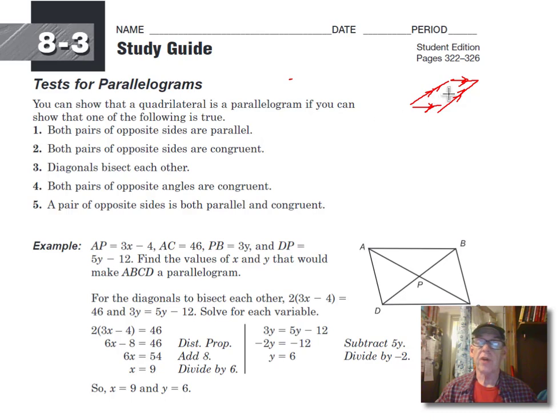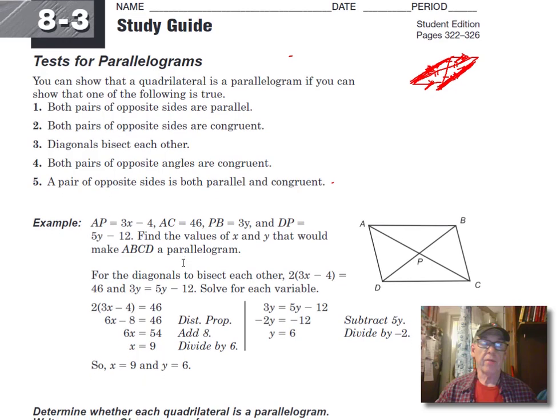If both pairs of opposite sides are congruent, if this side and this side are congruent to each other, and this side and this side are congruent to each other, then it has to be a parallelogram. One of the properties is that diagonals bisect each other. So if you've got a diagram or a problem where the diagonals are bisecting each other, it must be a parallelogram. And if you have one pair of opposite sides that are both parallel and congruent at the same time, that's enough to make this a parallelogram.